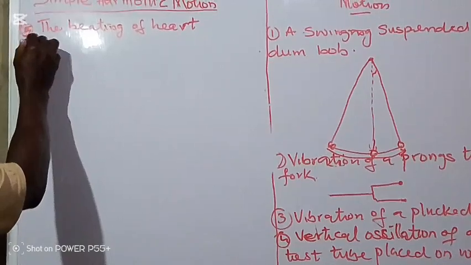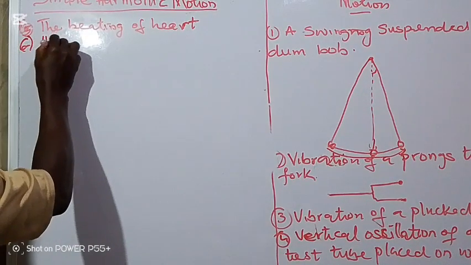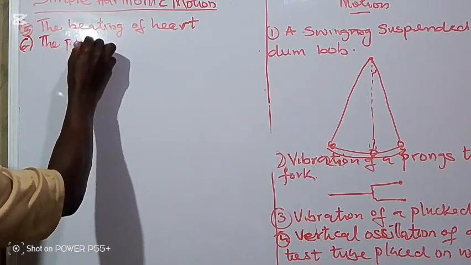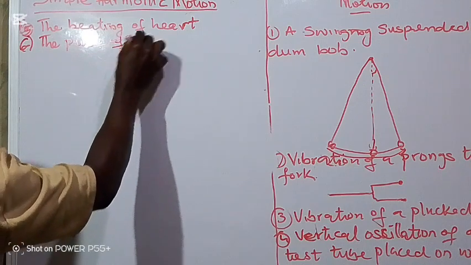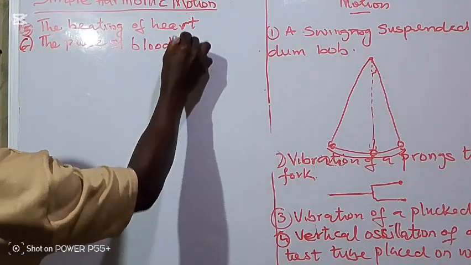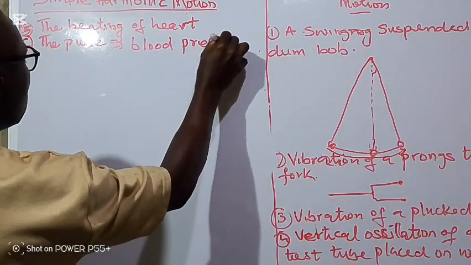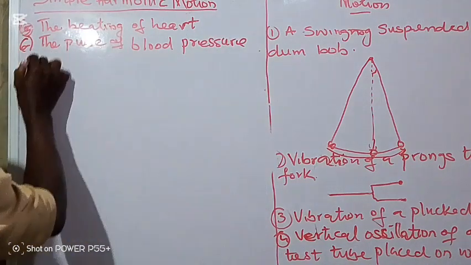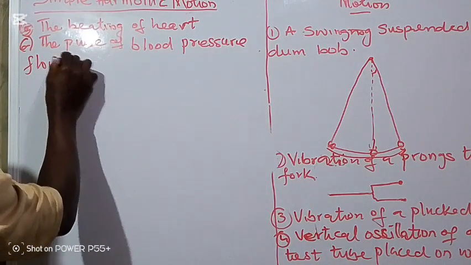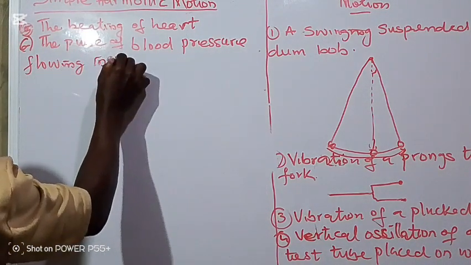Number 6, the pulse of blood pressure flowing in the vein.